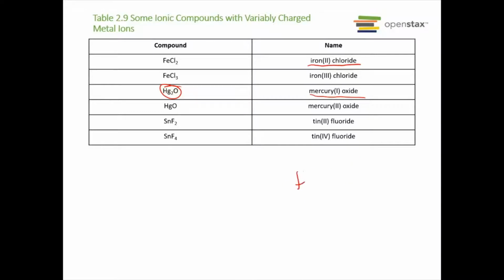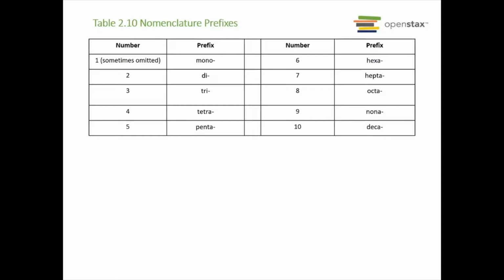Let's look at HgO. If we were to do crisscross here, it would look like mercury is 1 and oxygen has a charge of -1. But it doesn't. Oxygen has a charge of -2, which means this mercury must be a +2 to cancel that out. So this is mercury(II) oxide. So these are just some examples that we will come back to.